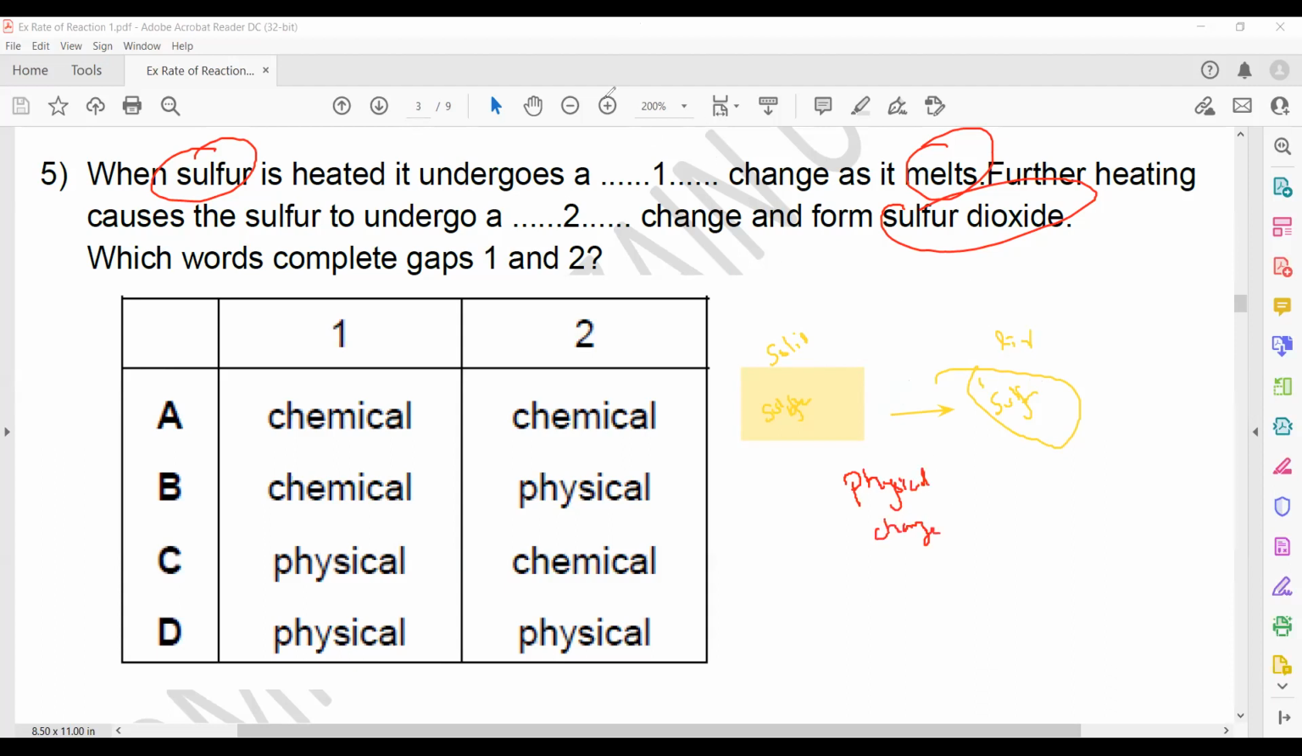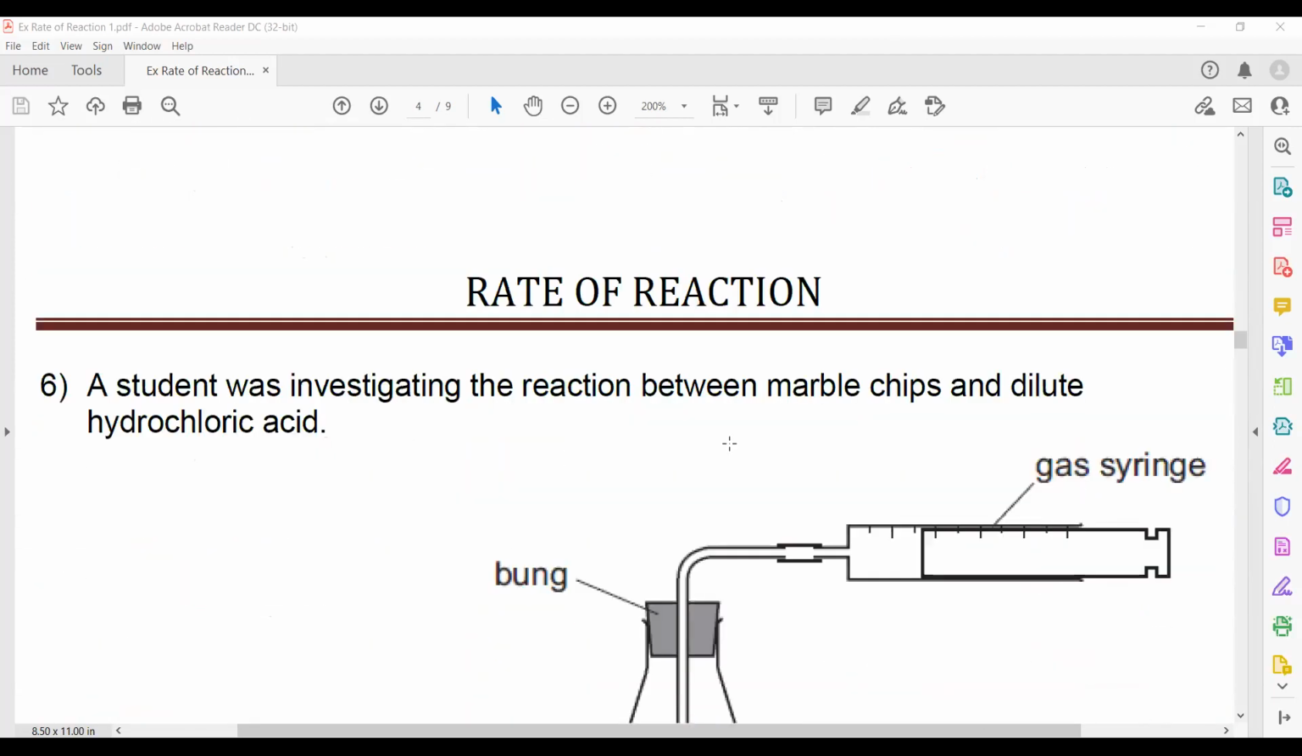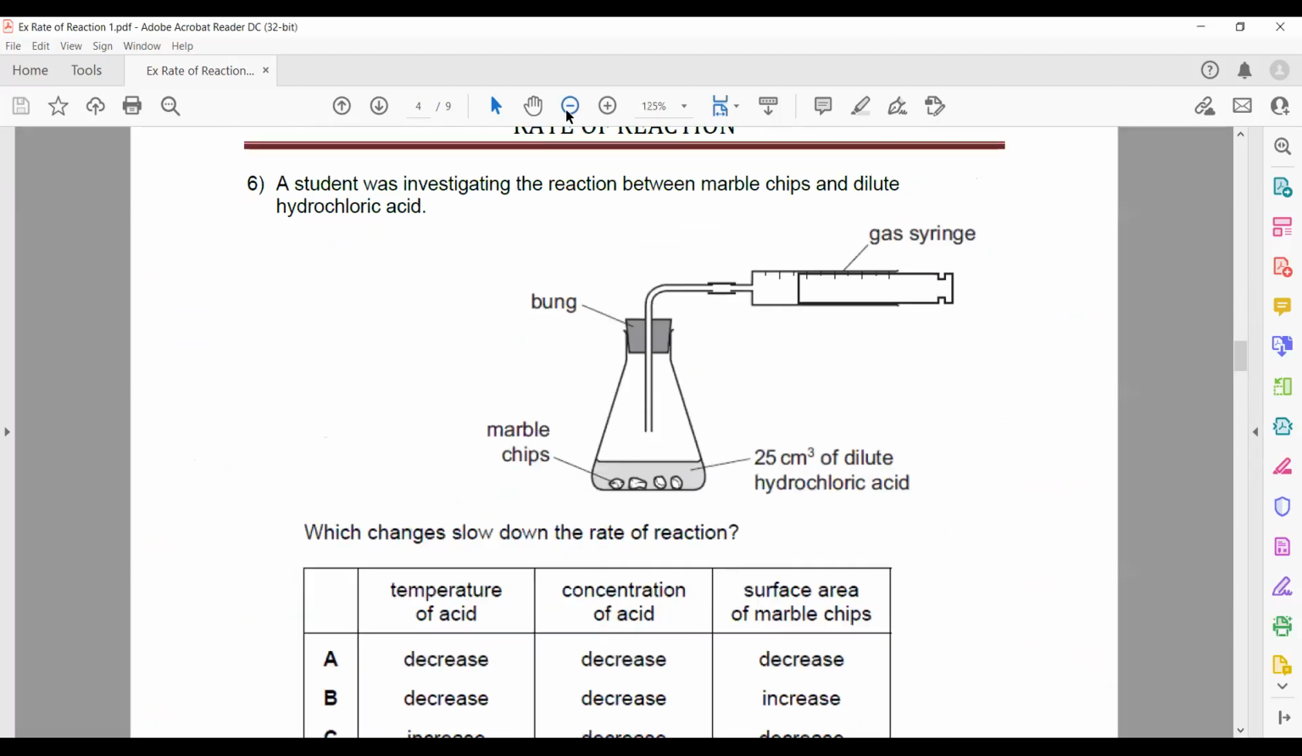But then what happened? The sulfur undergoes a reaction to form sulfur dioxide. So basically, sulfur reacted with oxygen, sulfur mixed with oxygen, to form a new substance which is sulfur dioxide. So this is when a new substance is formed, that's called a chemical change. So first is a physical change, the second one is a chemical change. So C is the right answer. When a new substance forms, it's a chemical change. When no new substance forms, we call that a physical change.